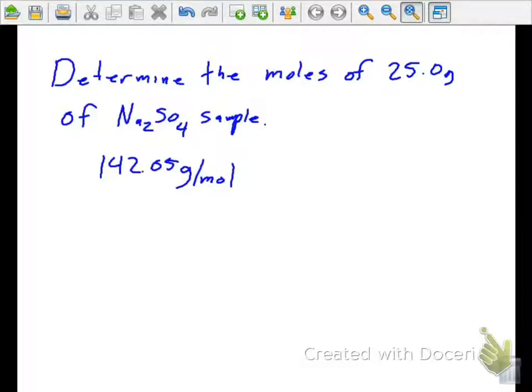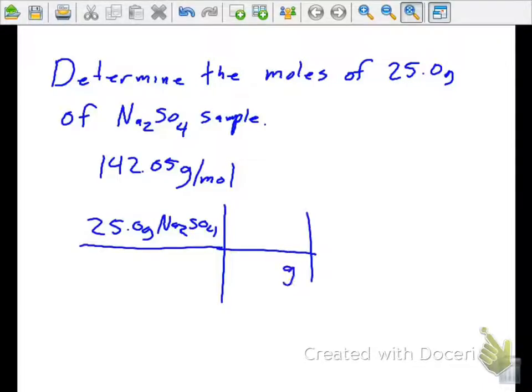This is what a mole is. I've got 25 grams. So what do I need to do for the next step? I got to divide, right? I got to get rid of grams. So I got to take the 25 grams of the Na2SO4. I got to put grams down here and moles up here.